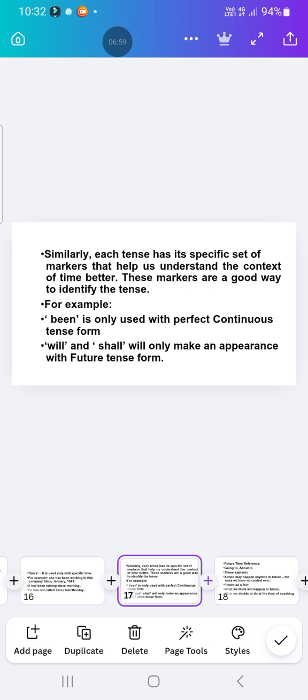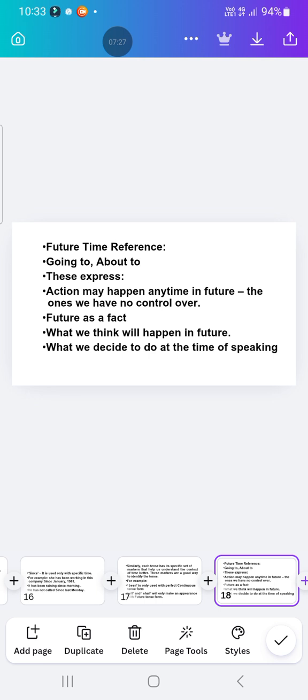Similarly, each tense has its specific set of markers that help us understand the context of time better. These markers are a good way to identify the tense. For example, been is only used with perfect continuous tense form. Will and shall only make an appearance with future tense forms.